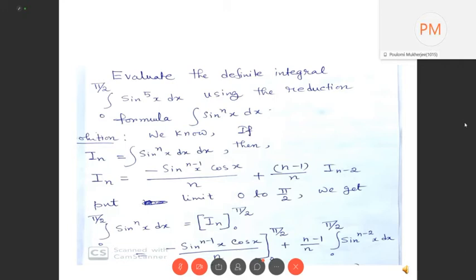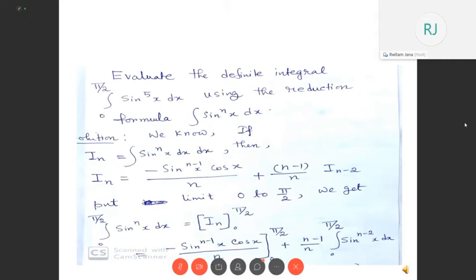No, sir. Okay. You already calculated your In value for the integral of sine to the power n x dx. Now first you put the limit 0 to pi by 2. So you have to put the value 0 to pi by 2 over In, and you know sine 0 value is 0 and cos pi by 2 value is 0.